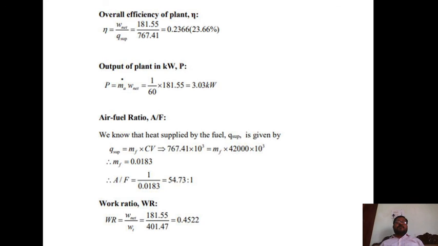Air fuel ratio is 1 by 1.083. That is 54.83 is to 1. 54.83 air fuel ratio. Okay.